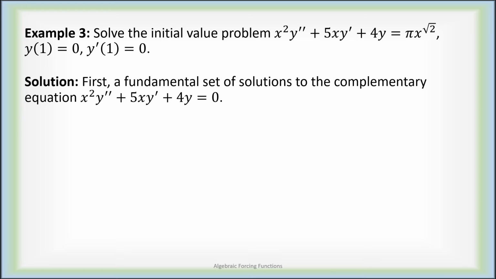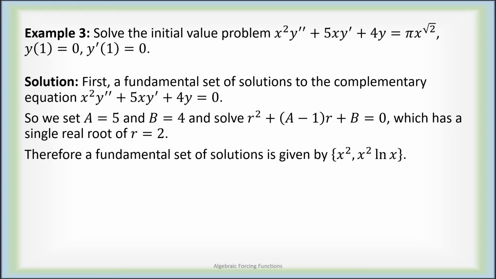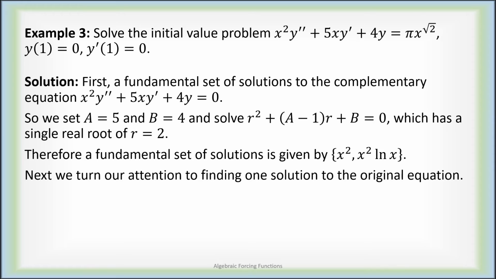First, we've got to find a fundamental set of solutions to the complementary equation. Set a is 5, b is 4. Solve for r squared plus a minus 1 r plus b equals 0. There's a single real root of 2. So a fundamental set of solutions is given by x squared and x squared log x. Now we have to find one solution to the original equation, y sub p.